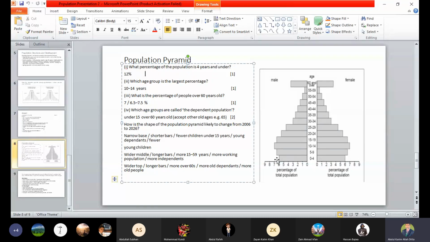Check between males and females. Sir, male is 6, female is 6, so 12. 6 plus 6, that is 12.